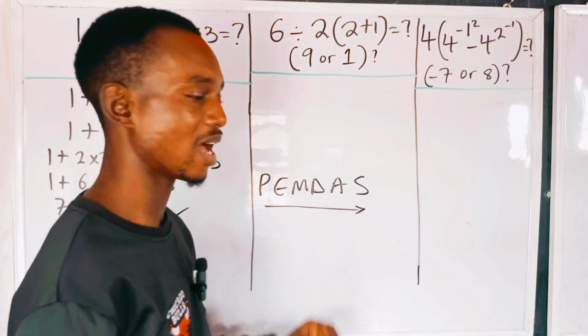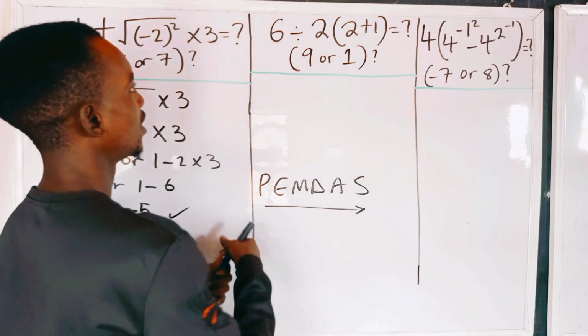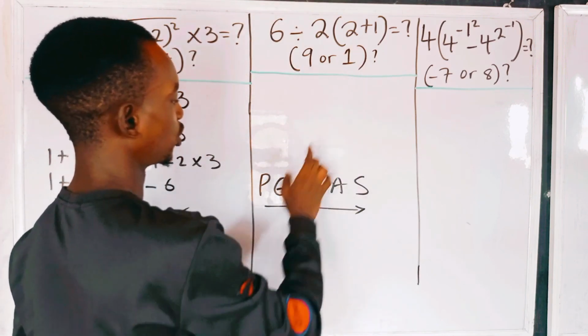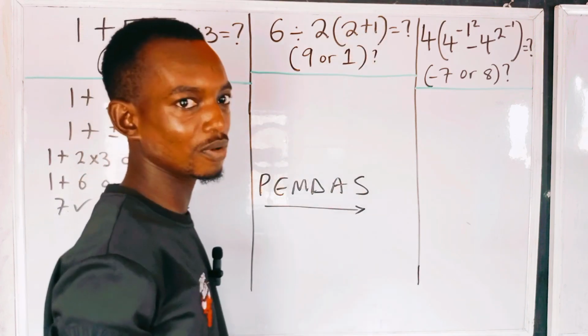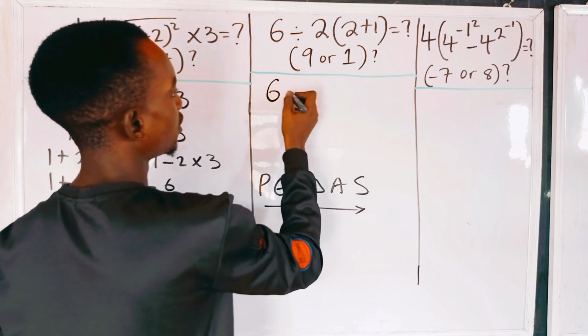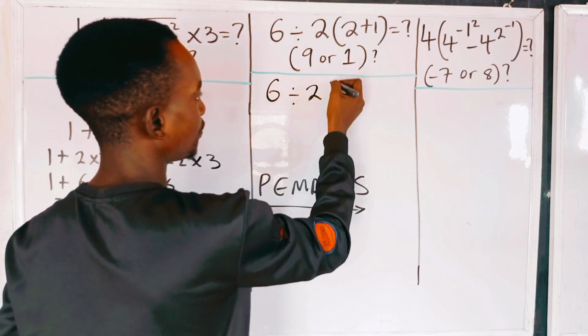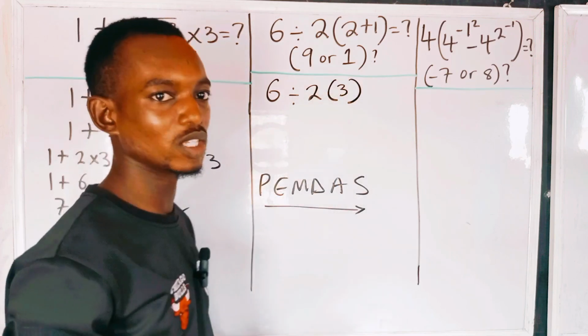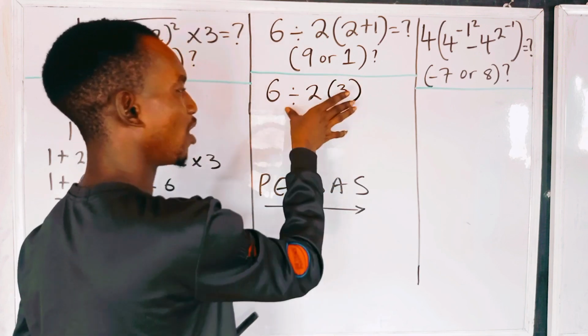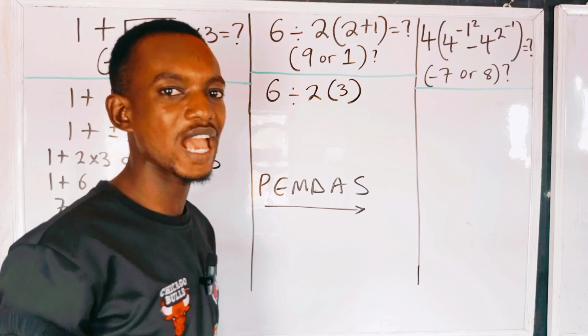Now, the correct answer to this, how are we going to know? We have to follow PEMDAS, okay? When we follow PEMDAS, PEMDAS tells us that we should simplify the parentheses first. That means this in the parentheses, we are going to be simplifying first. So we're going to have 6 divided by 2 into bracket, 2 plus 1 is what? 3. So 6 divided by 2 into bracket 3, following PEMDAS.